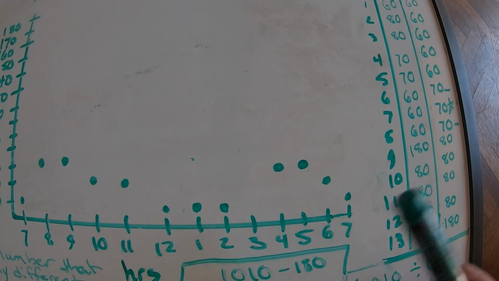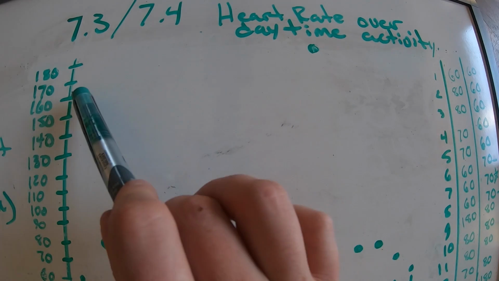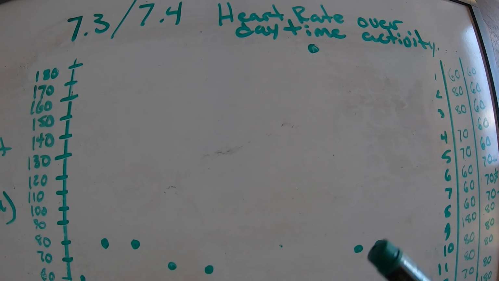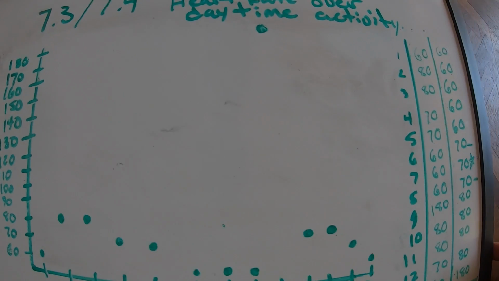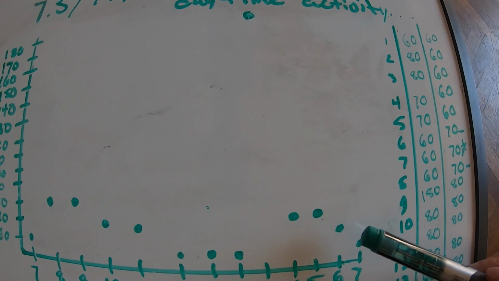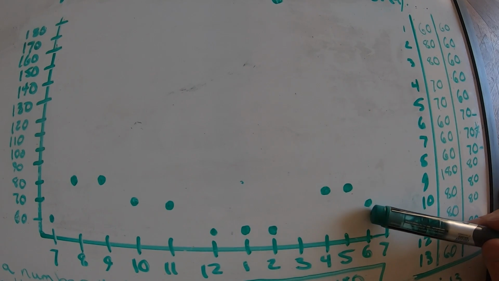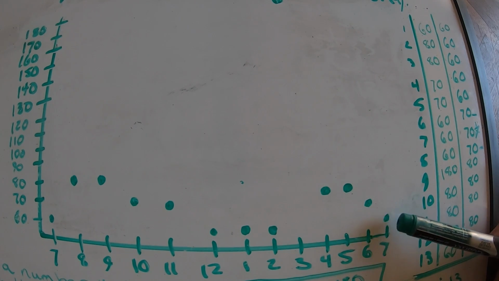And then at 3, well, it spikes up all the way to about 180 beats per minute. And then looking at 4 o'clock, 5 o'clock, we're at about 80 beats per minute there. And then towards the end of the recorded time, we're down to 70 beats per minute and then down to 60.